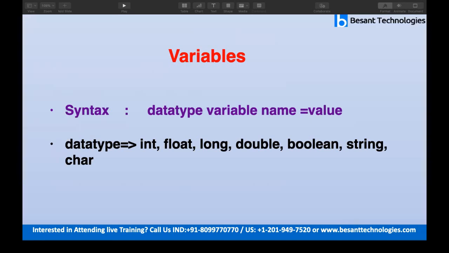Suppose you want to store your name, or some numbers, or something else, then we need variables in Java. If you want to store some values in a memory location, you can store them there, and we give a name to that memory location, which is called a variable. So a variable is a name given to a memory location. Here I have mentioned the syntax. The syntax is data type, variable name, equals, value.